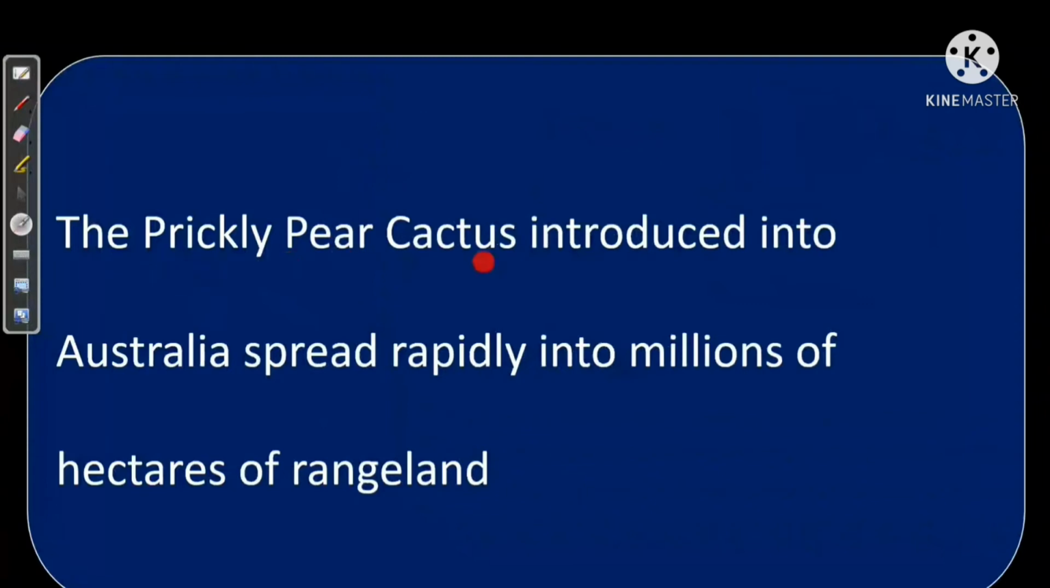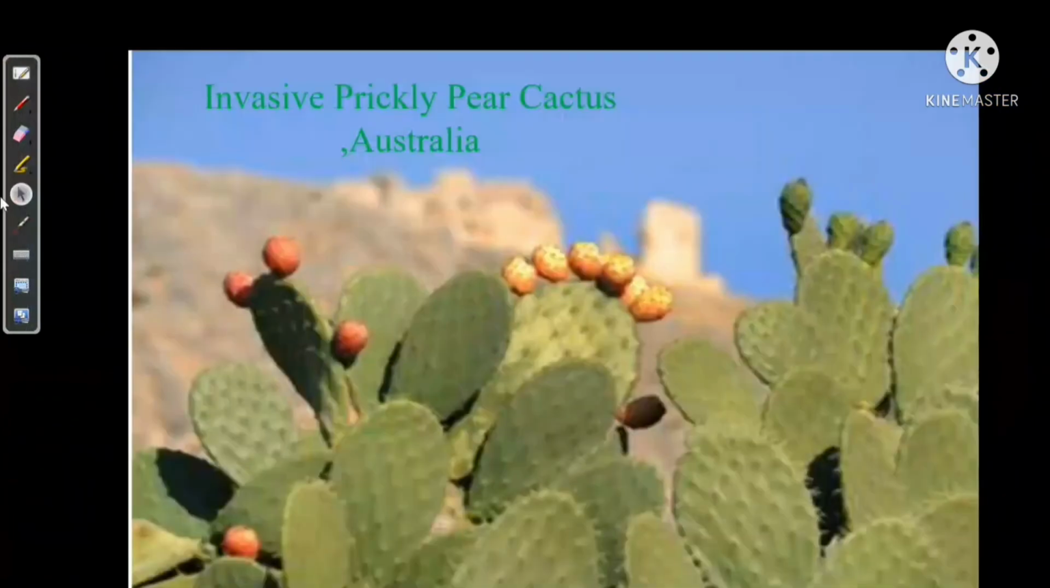The prickly pear cactus introduced into Australia spread rapidly into millions of hectares of rangeland, and it was becoming invasive until a predator, that is a moth, was introduced that controlled the spreading of the prickly pear cactus. So this is the invasive prickly pear cactus found in Australia.